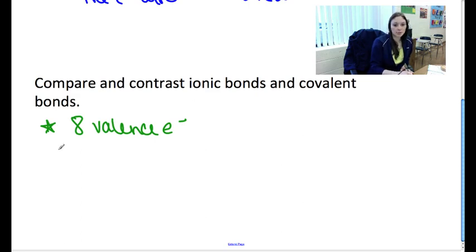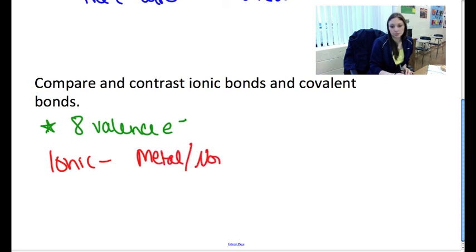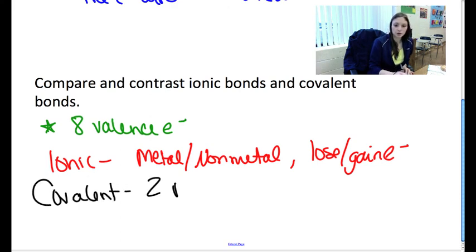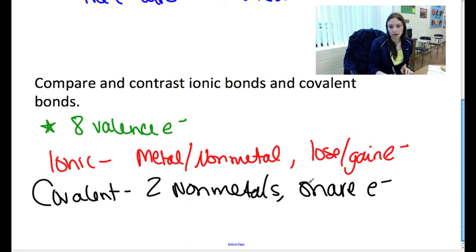So remember, an ionic bond is going to be between a metal and a non-metal, and here we are losing or gaining electrons. When I'm talking about a covalent bond, these are 2 non-metals, and they are sharing the electrons to get to 8. And that's our introduction to covalent bonds.